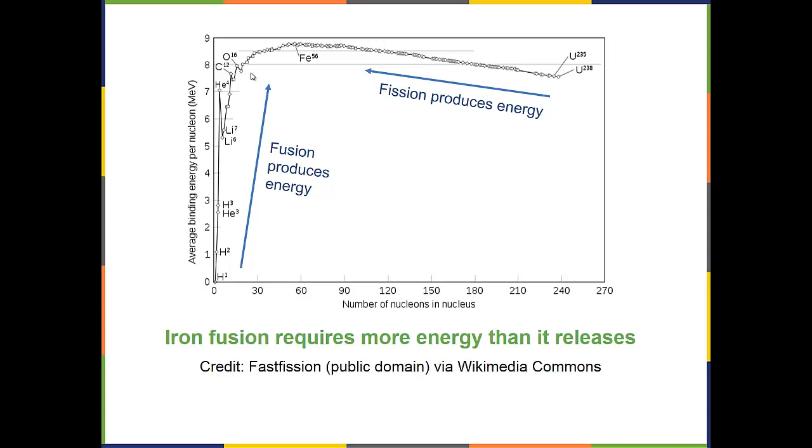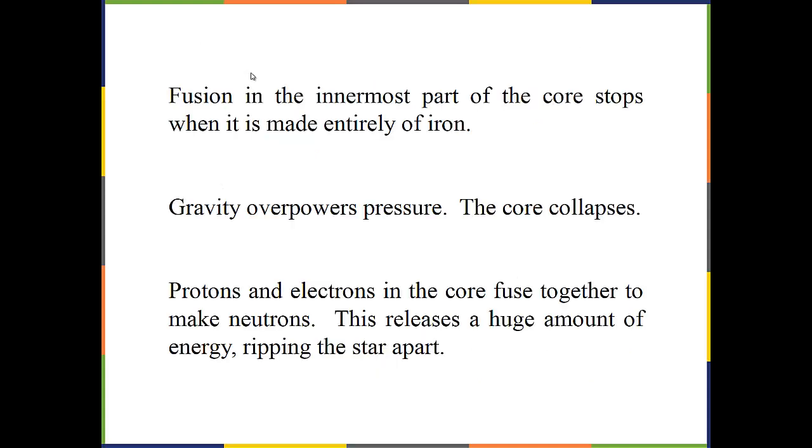So far, I've been talking about fusion, which is the combining of light elements to make heavy elements. The other way to get energy out is to take something heavy like uranium and split it to make 2 lighter elements. That's called fission. The energy released in fission is far less than what's released when hydrogen is turned into helium. But fission also ends when you get to iron. So fusion stops in the innermost part of the core of a high-mass star once it's made of iron.